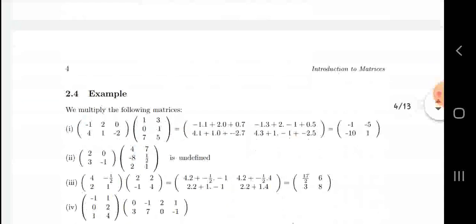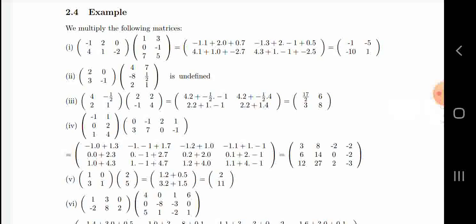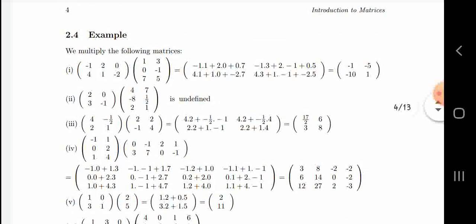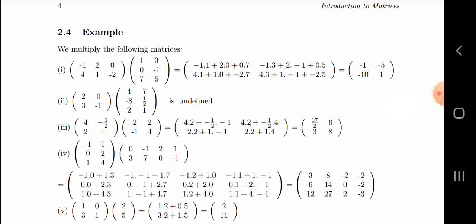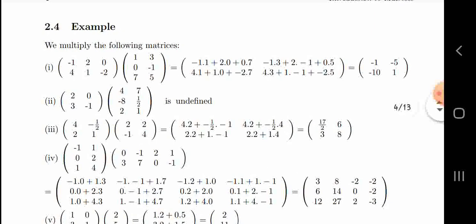See here also, they have taken the symbols a, b. Next, here they have given another matrix to multiply, so they are taking minus 1.1 plus 2.0 plus 0.7, and minus 1.3. Here you have to take minus 1 first: in the first row, minus 1, 2 and 0 are there, so you put minus 1.1 here. In the second column, 1 is there, which you have to add, next 0, and next 0.7, like that you make the equation.